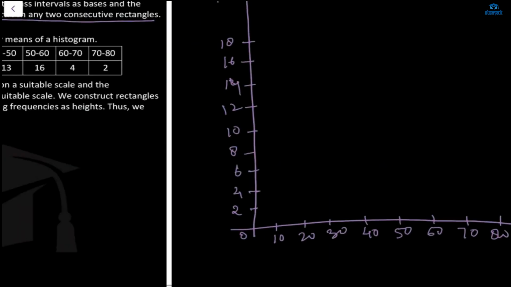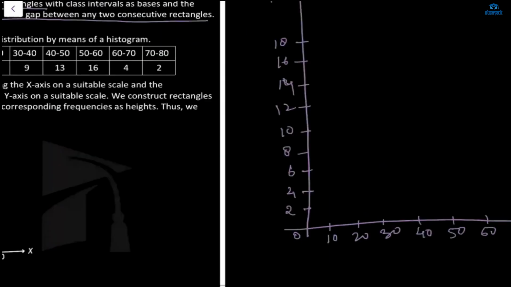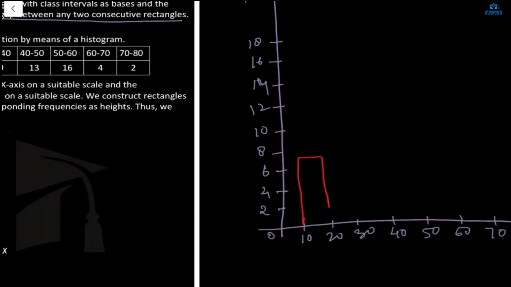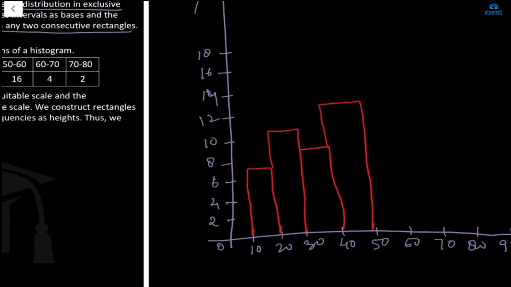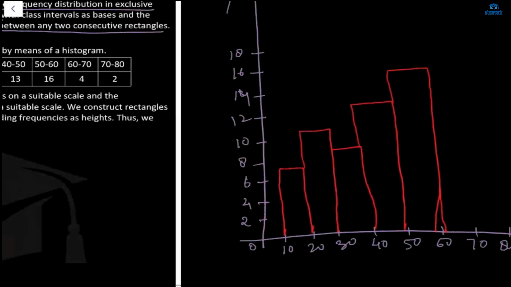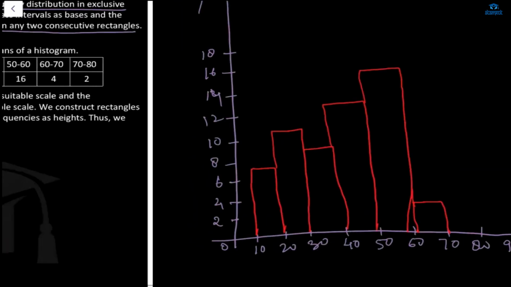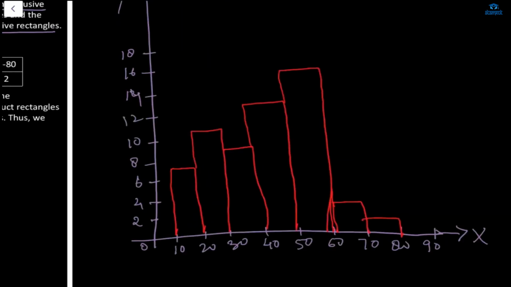Now 10 to 20 till 7. Next is 20 to 30 till 11. Then 30 to 40, 40 to 50, 13, 50 to 60, 16. Then 60 to 70, and here 70 to 80. So this is your histogram.